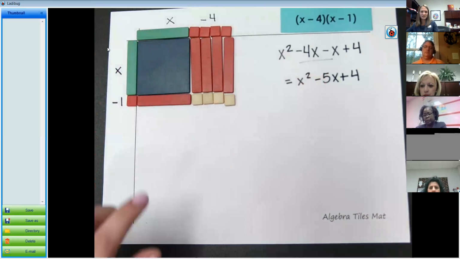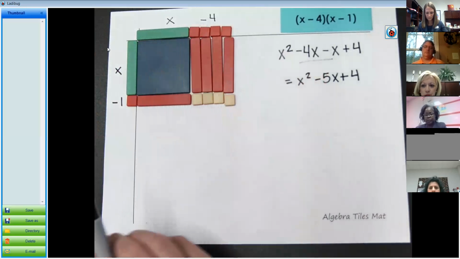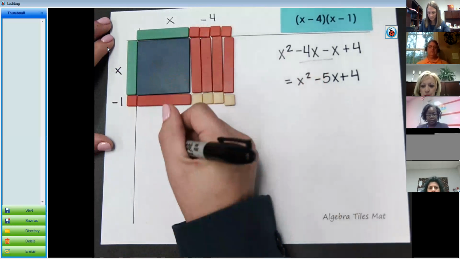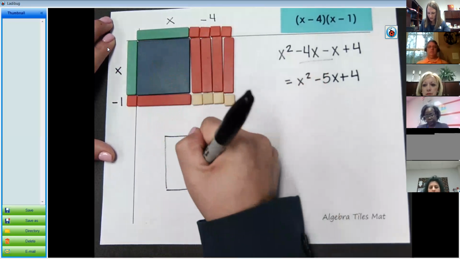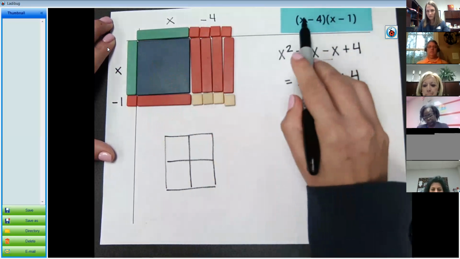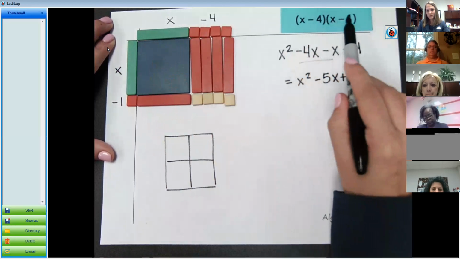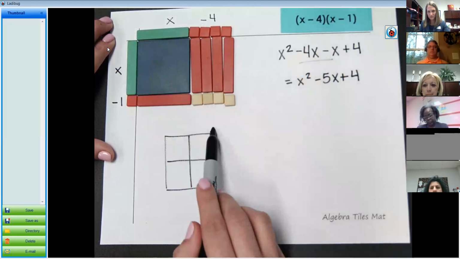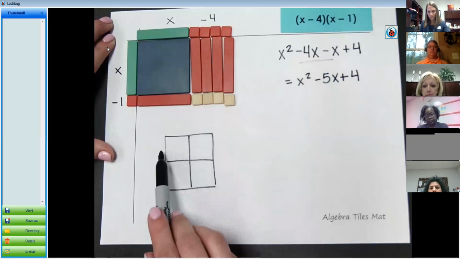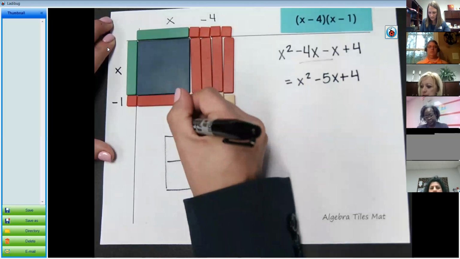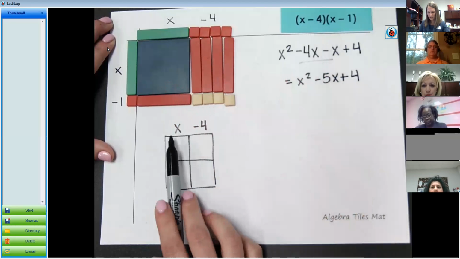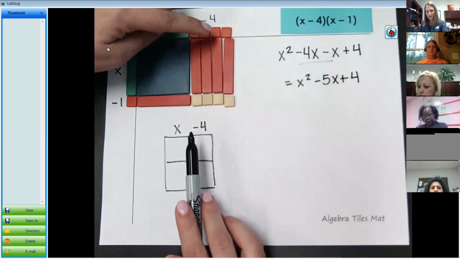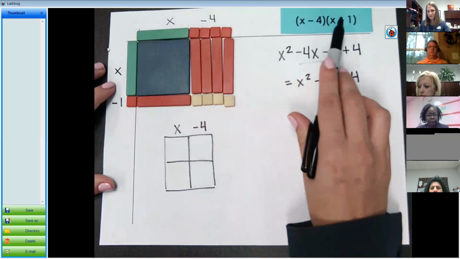So if I look at this example right here, I know that I was multiplying 4 different things, right? Because it was a binomial multiplied by a binomial. So that's where I have my 4 things. 2 here and 2 here. I had an x and a minus 4. So I just wrote this first part right here, what we visually see up at the top. And I have an x minus 1.